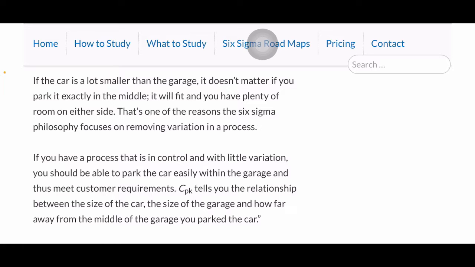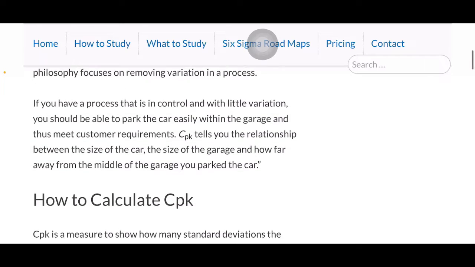Didn't know that. Honestly, I didn't know anything about CpK before this company. I never even heard of CpK. I'm a professional in CpKs. Now I do them all the time, but before this company it was all new, so I didn't know that CpK was wrong until now. Anyhow, it tells you the relationship between the size of the car and the size of the garage and how far away from the middle of the garage you park the car. Does it? I don't know.